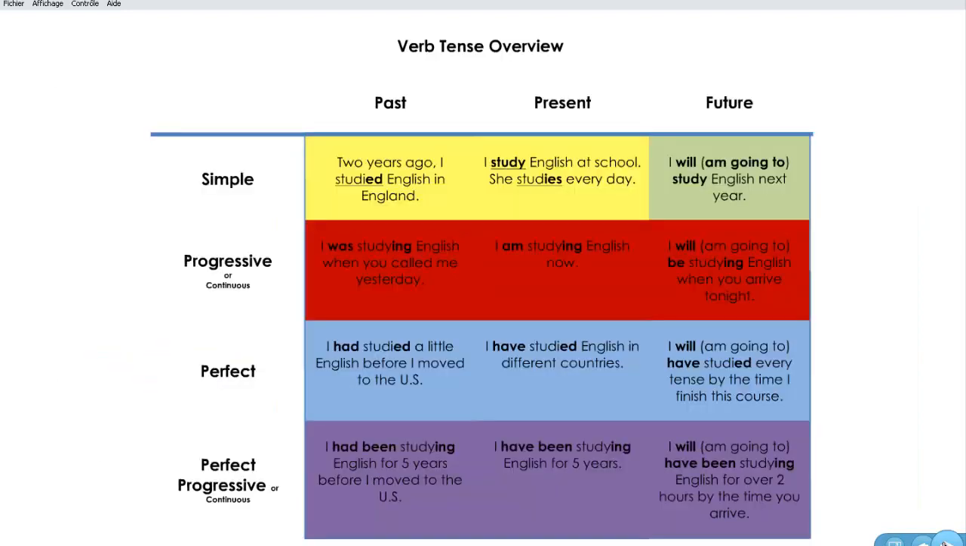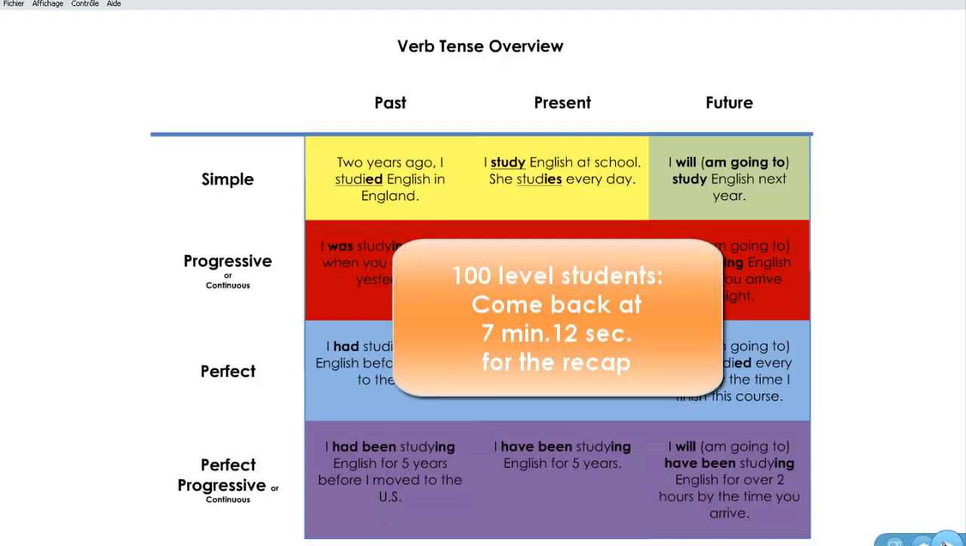The red section is done. We're going to go to the blue one. The blue section is only for 101 level students. So for 100 students, you can skip this part if you want.